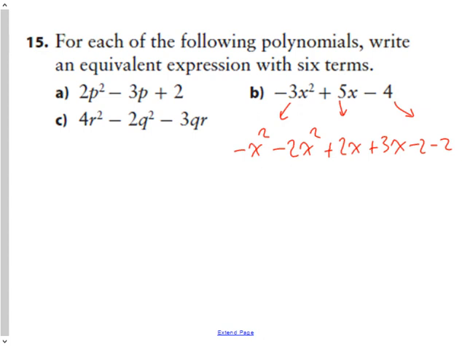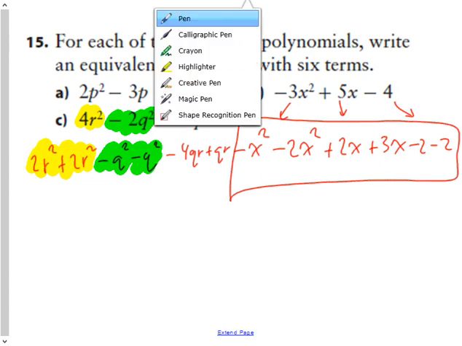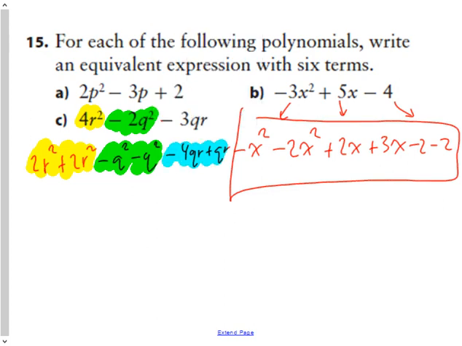And finally, keeping this one simple, 2r squared plus 2r squared. These two together are equal to this term. Take away q squared, take away q squared. Those two right there are going to be equal to this term. And finally, minus, let's go with minus 4qr and plus a qr. Keep that one separate over there. Those two are going to equal this one. So therefore, we have a six-term polynomial equivalent to the trinomial above it.